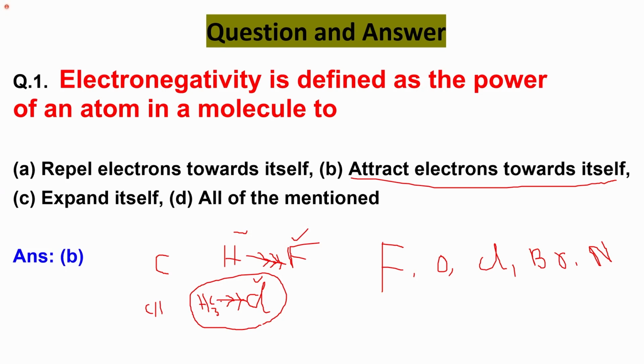So now this whole bond electron density is going towards the more electronegative atom, which is the chlorine. So that means electronegativity is defined as the ability of an atom in a molecule to attract electrons towards itself. Now we'll take another example with oxygen. Okay. So now electron density is going towards the oxygen atom.